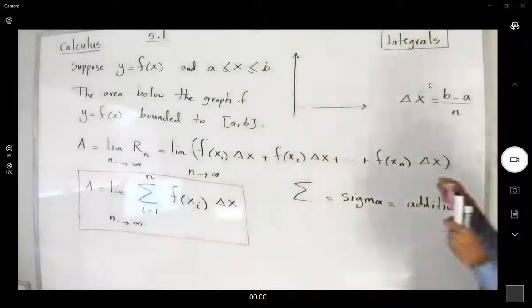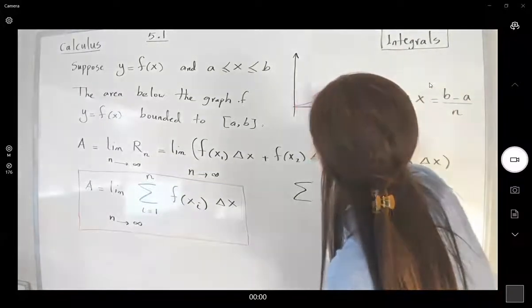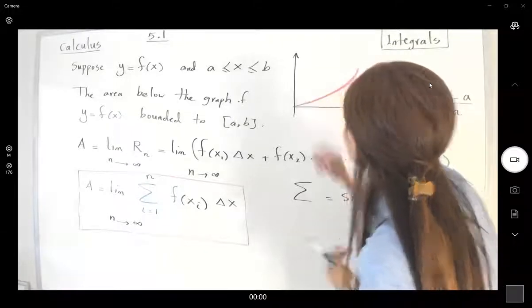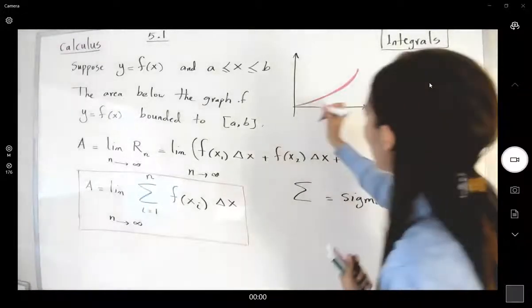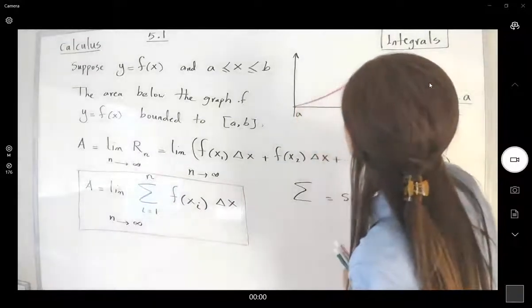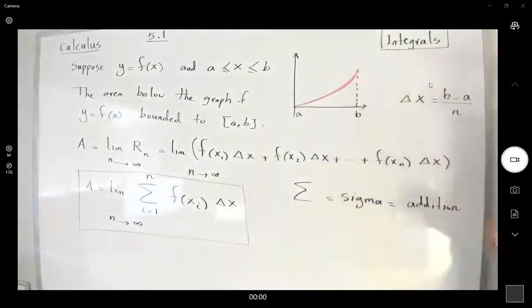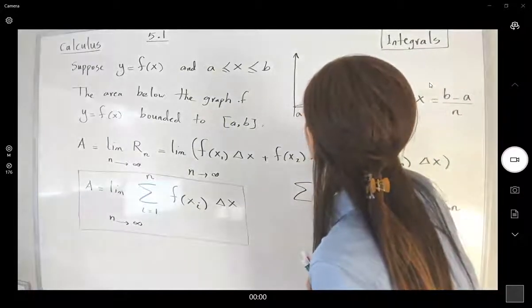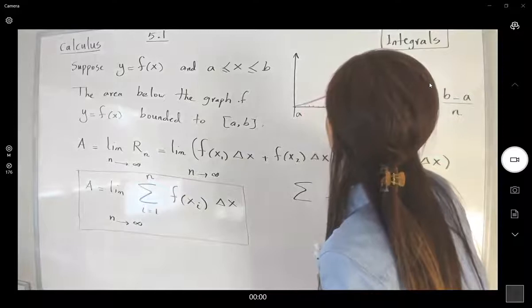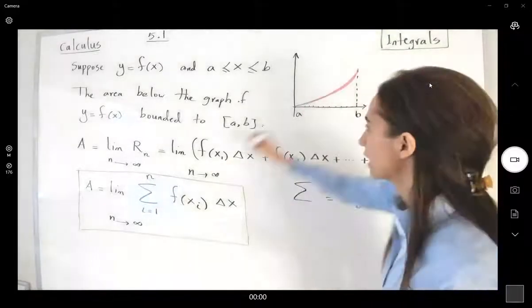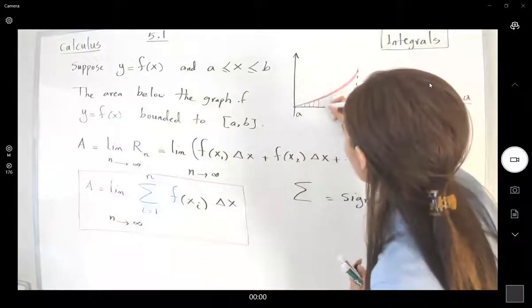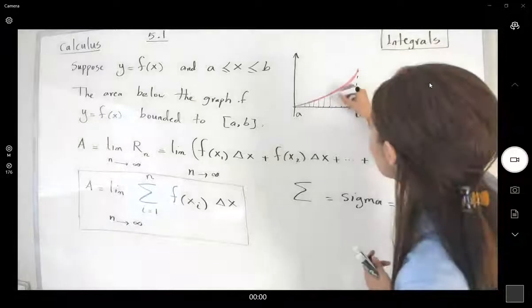This is your parabola, the one that we used to approximate the area. Suppose it's bounded on the x-axis between A and B. So delta x is those small subintervals. Then f of x1 gives you these y values. F of x2, f of x3, f of xn.